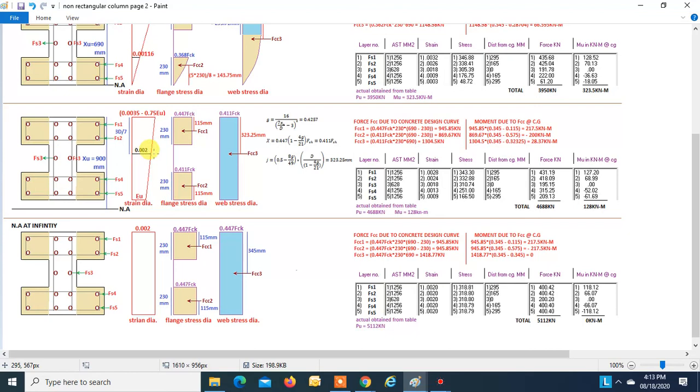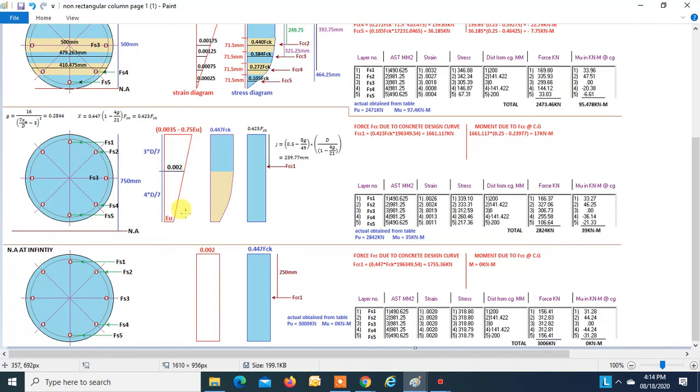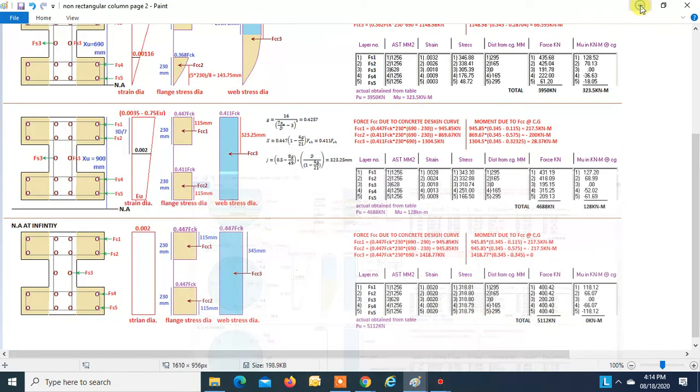So this is how we get the stress diagram. This is the concrete design stress diagram for the top flange, the concrete design stress diagram for the bottom flange, and this is the concrete design stress diagram for the web. The actual stress diagram will be something like this. Because the neutral axis is outside the section, we can convert this into an average stress diagram, which we have done over here.